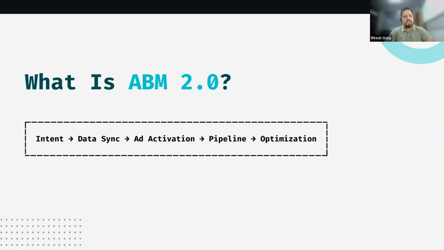Okay. So ABM 2.0 is intent, then data sync, ad activation, pipeline, and optimization, correct? So you find the intent, you sync the data, then you activate the ad based on behavior data as well as static data, and then see whether your sales pipeline is getting optimized or not, right? Or is getting enlarged or not. That is what you've got to measure when it comes to ABM 2.0.